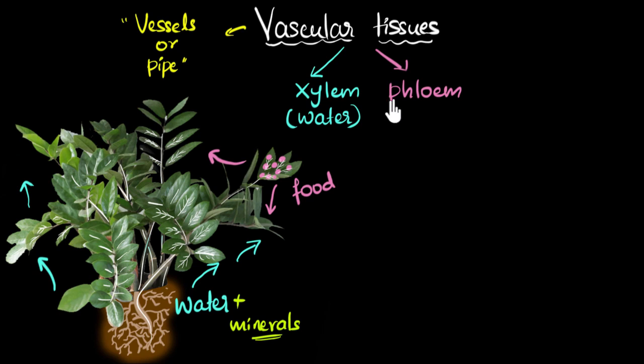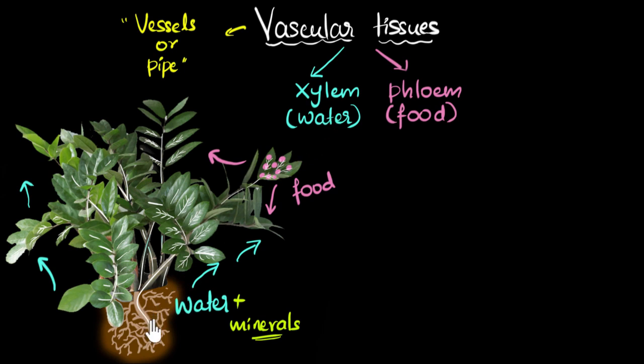And this one transports food, mostly sugars, but it can also transport other things like hormones, amino acids, and other stuff, but mostly food. And the way I like to remember this, I remember watching this in some YouTube video, I like to remember this as F for food and F for phloem. So food, phloem, F.